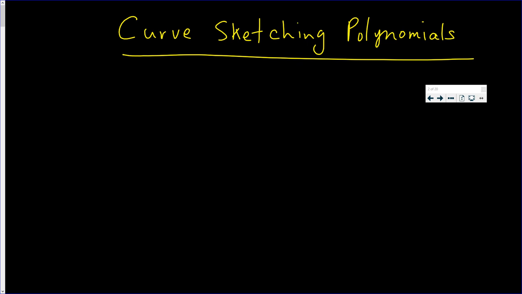In this section, I'm going to talk about curve sketching polynomials. Suppose you were asked to graph this function, x squared minus 4x plus 4. All of these problems involve 8 steps. 4 for the first derivative, and then the same exact 4 steps for the second derivative.